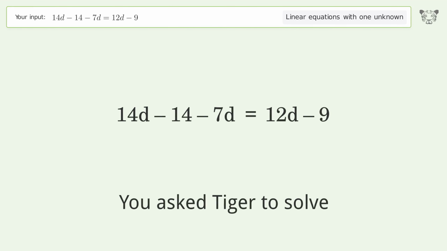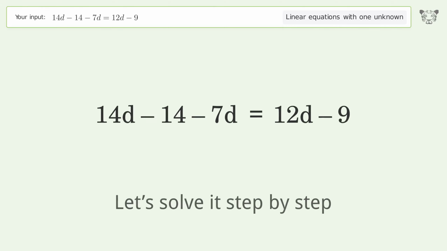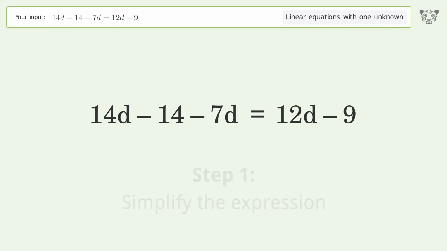You ask Tiger to solve. This deals with linear equations with one unknown. The final result is d equals -1. Let's solve it step by step. Simplify the expression. Group like terms.